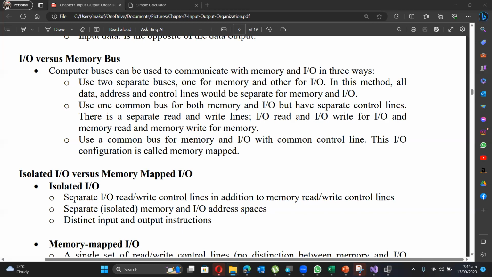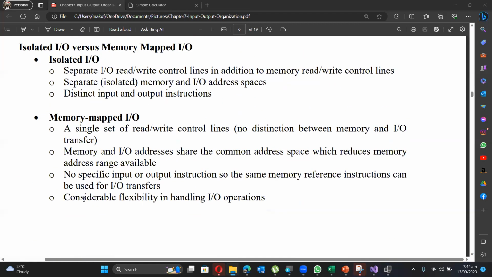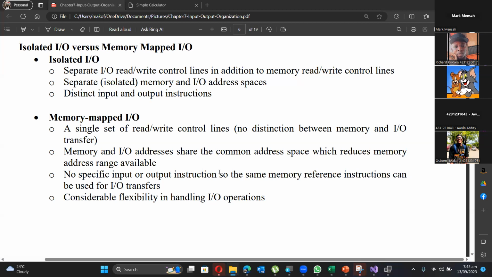And the last one is we are going to use a common bus for memory and IO, with a common control line. So it means that for this one, all of them are going to use the same control line and the same bus line for the devices in which they do.